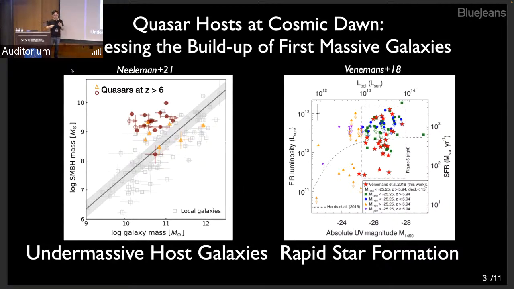So taking this all together, I want to argue that these quasar host galaxies at cosmic dawn may be the best place to witness the growth of the first generation of massive galaxies and how they interact with their supermassive black holes.